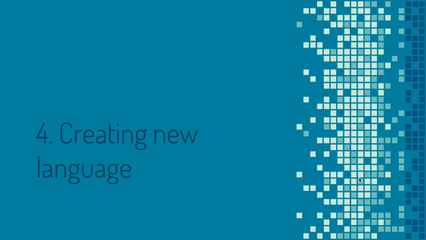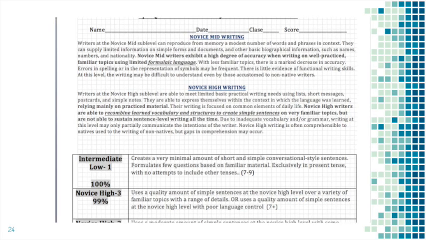Alright, so we've made it to topic 404, creating new language. Like I mentioned before, this is a novice high writing skill. So if you're at that novice mid range, this is something you'll really want to strive for on the next IPA so you can bump up to novice high. If you look at the part in bold, it says novice high writers are able to recombine learned vocabulary and structures to create simple sentences on very familiar topics.